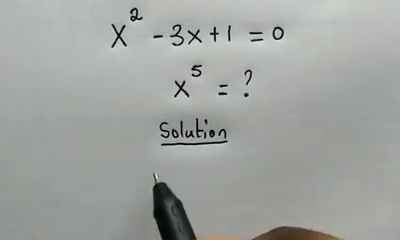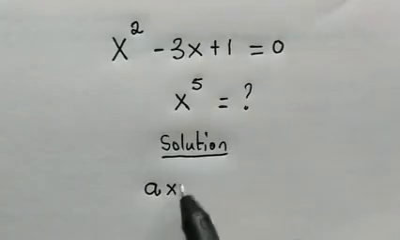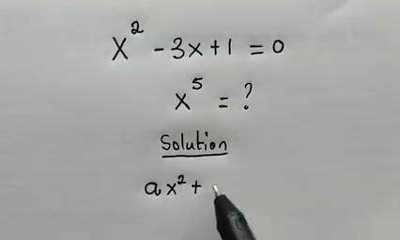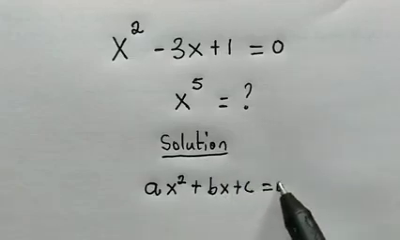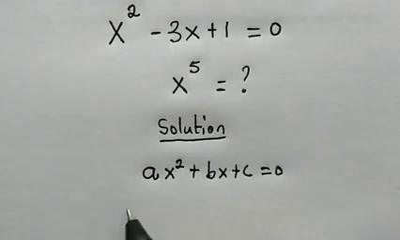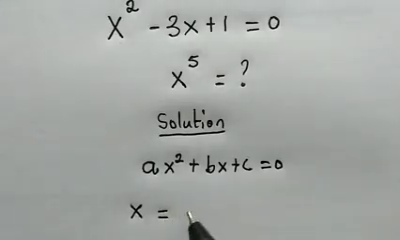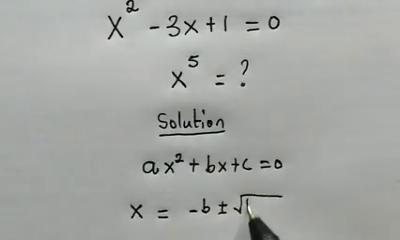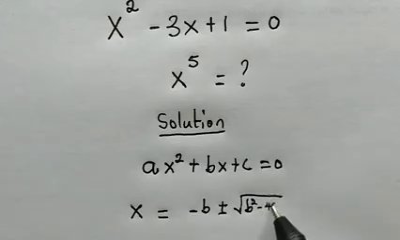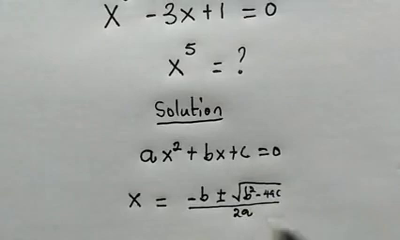Let us recall, when we have the general quadratic equation ax squared plus bx plus c is equal to 0, the solution to this equation is given by the following formula: x is equal to negative b plus or minus the square root of b squared minus 4ac, then divided by 2a.